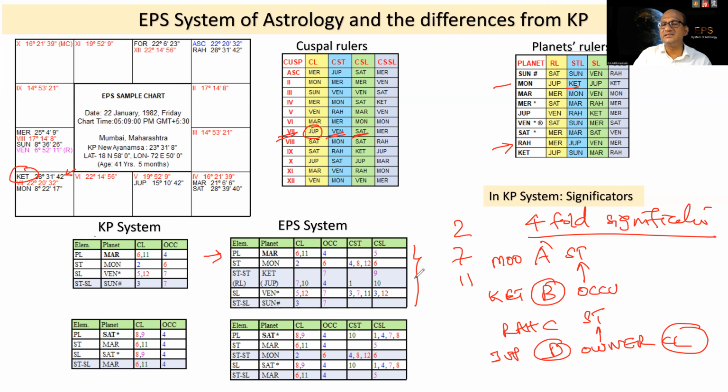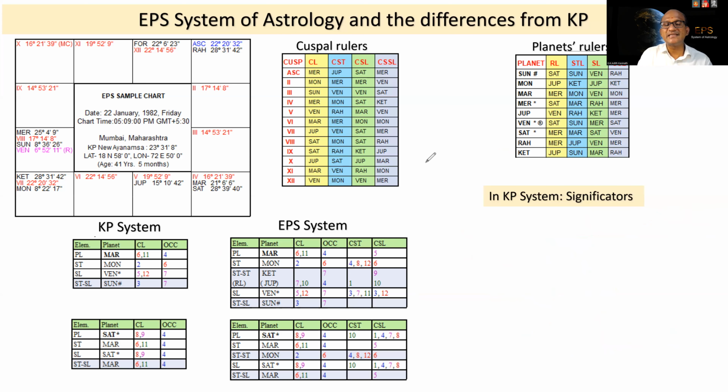How to study the planet left to right and top to down to know the complete signification, all that, as I said, will be discussed in the other respective chapters. So I think you would have understood the difference between KP and EPS, and the benefits and advantages of the EPS system. In the EPS system, we will not miss any houses.